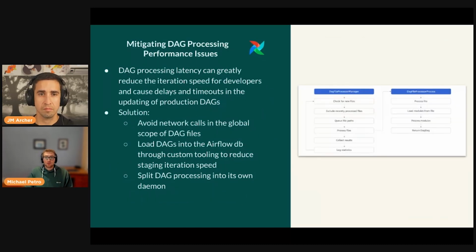To avoid DAG processing performance issues, we encourage DAG developers to avoid network calls and CPU-intensive code in the global scope of DAG files because the Airflow scheduler will parse that DAG file. A primary issue with DAG processing latency is the effect on developer iteration speed, so we also have a custom API endpoint that downloads and processes a DAG file so that the developer doesn't need to wait for the DAG processor to parse their file if it's running slow.